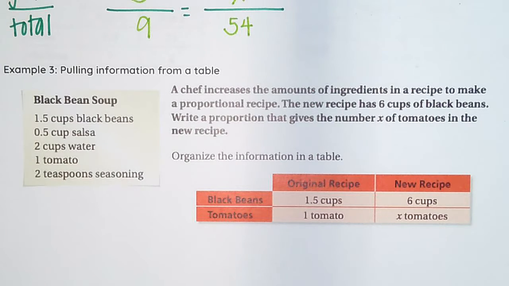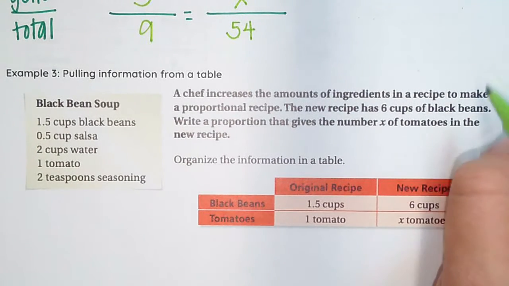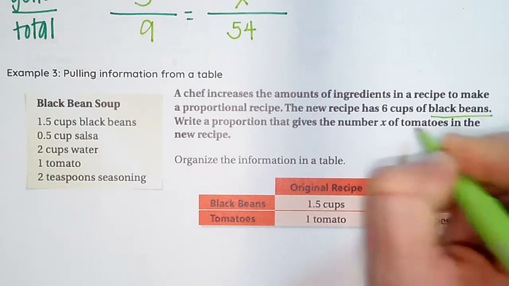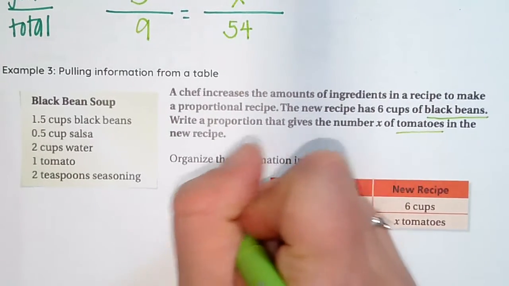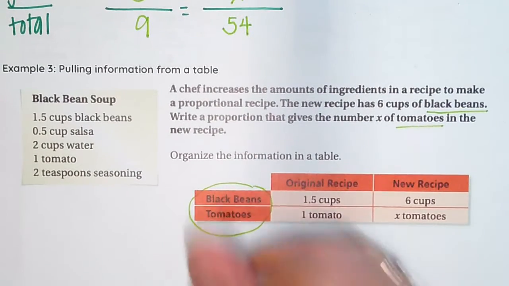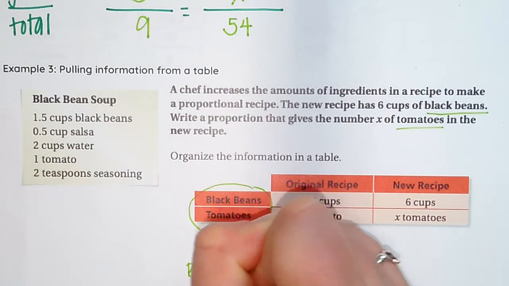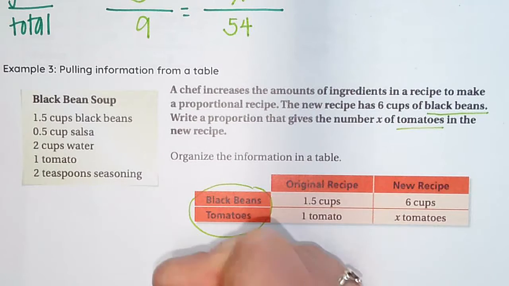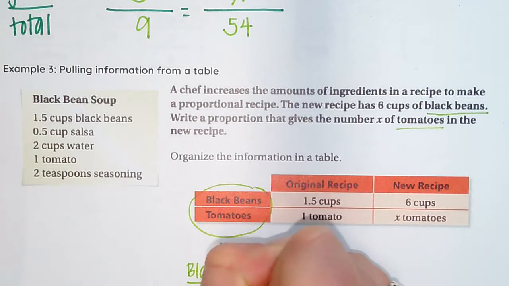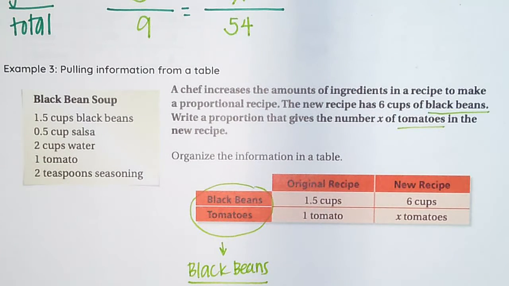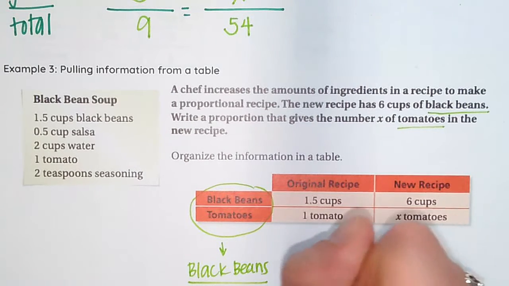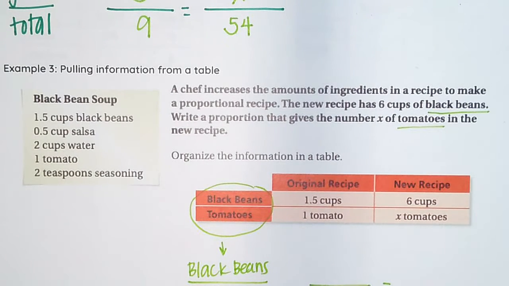So here what's nice is I'm comparing black beans and tomatoes. And my table actually already has my word ratio, so I'm just going to rewrite that. Black beans to tomatoes. So then I set up my skeleton proportion. And I actually can just fill in as long as I make sure that I'm putting things in the correct spot.